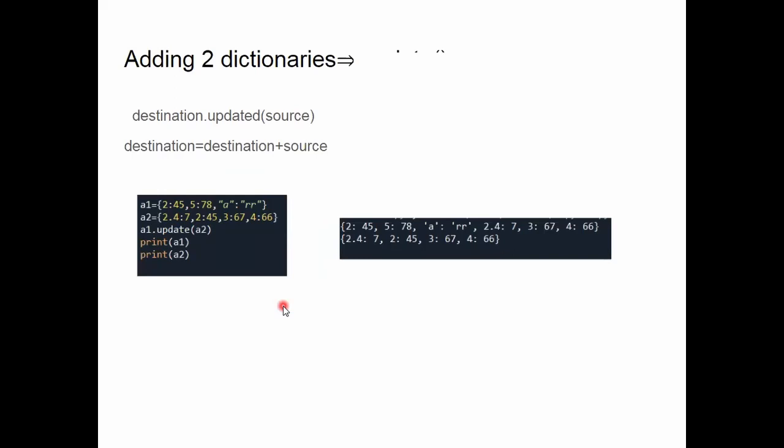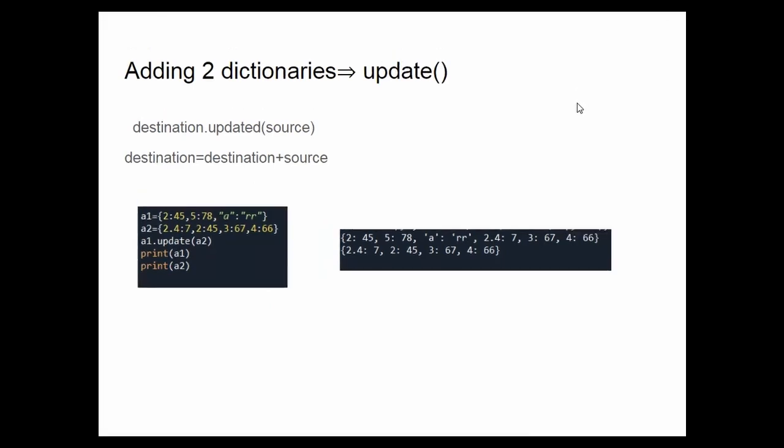Now adding two dictionaries, adding the elements, by using the update function. So how can we combine them by using the update function? This is the source which I want to use. In this A1, I want the elements of A2. So I am going to write A1, which is the destination, dot update source. From there, I want the content.